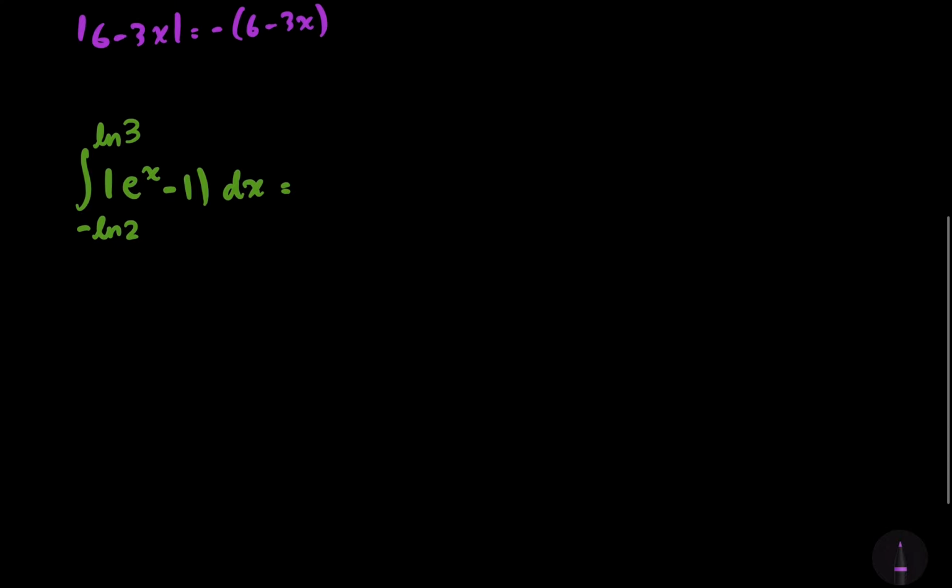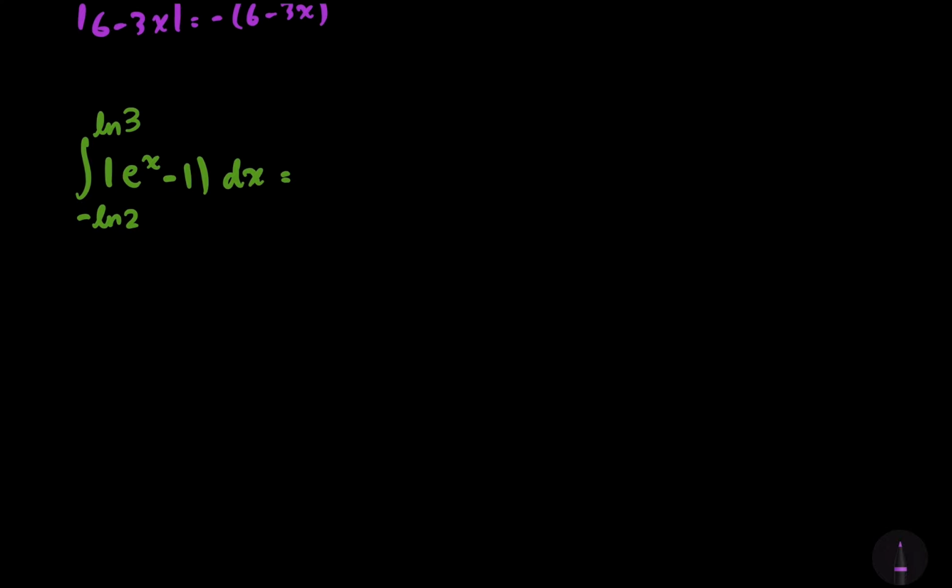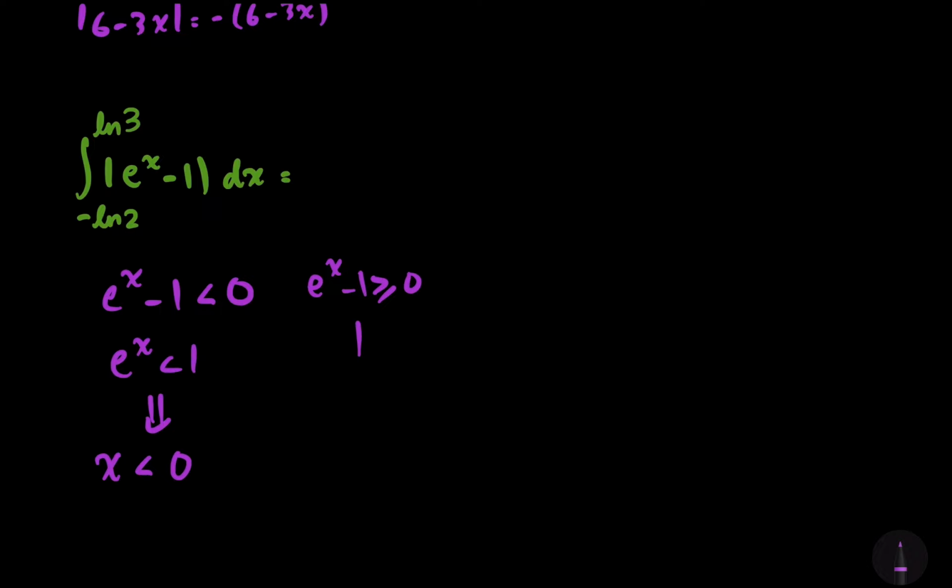And then next up, we're taking a slightly more advanced example over here, the definite integral from negative natural log of 2 to ln of 3 of the absolute value of e to the x minus 1 dx. And so again, we can just look at whenever e to the x minus 1 is going to be less than 0, that's only going to occur when e to the x is less than 1, or whenever, if we take the natural log of both sides, whenever x is less than 0. And then with that in mind, we can say that e to the x minus 1 is greater than or equal to 0 whenever x is greater than or equal to 0. And so then we can just go ahead and separate out this integral.